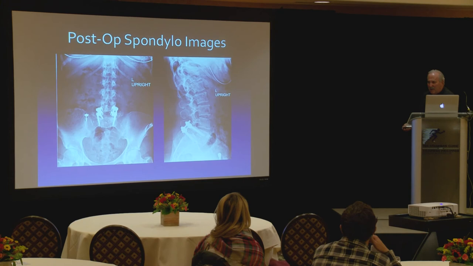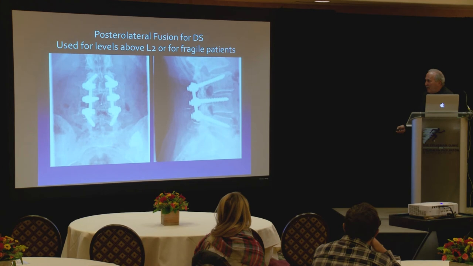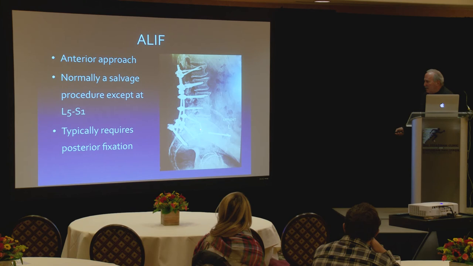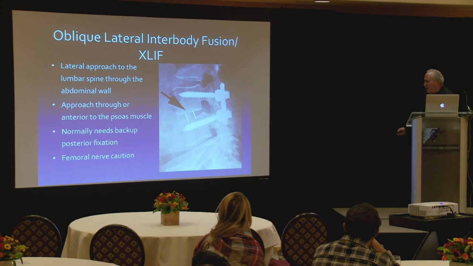Again, there's posterolateral fusions. You guys don't need to do this. There's ALIFs, so you can go in front if you have a pseudoarthrosis, and you can go ahead and fix this. There's oblique lateral interbody fusions or XLIFs, so you make an incision through the side, go through the psoas muscle, put this cage, and then put screws in back. So there's different ways to create a fusion.